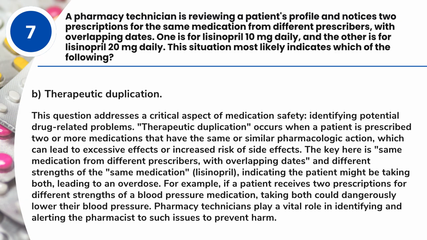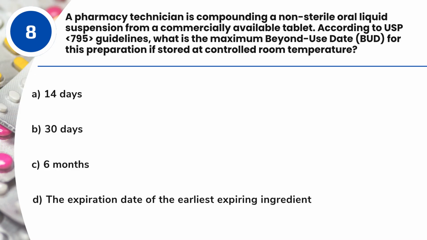Question 8. A pharmacy technician is compounding a non-sterile oral liquid suspension from a commercially available tablet. According to USP <795> guidelines, what is the maximum beyond use date, BUD, for this preparation if stored at controlled room temperature? A. 14 days. B. 30 days. C. 6 months. D. The expiration date of the earliest expiring ingredient.